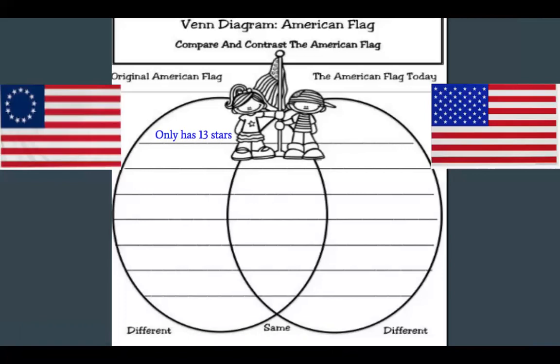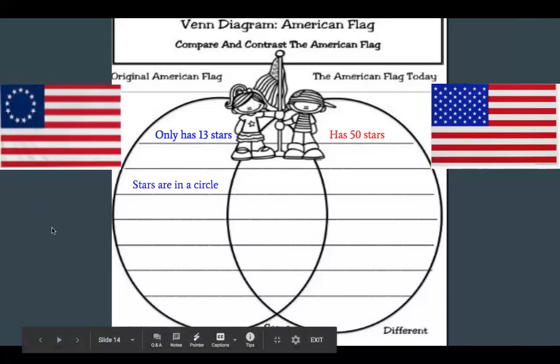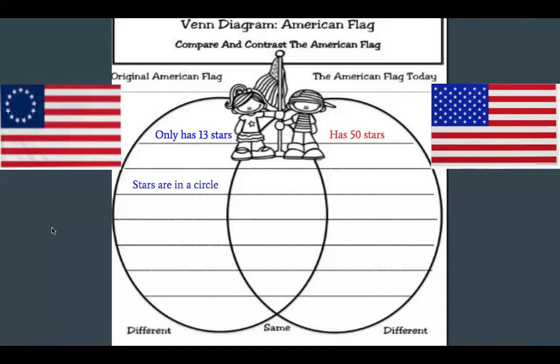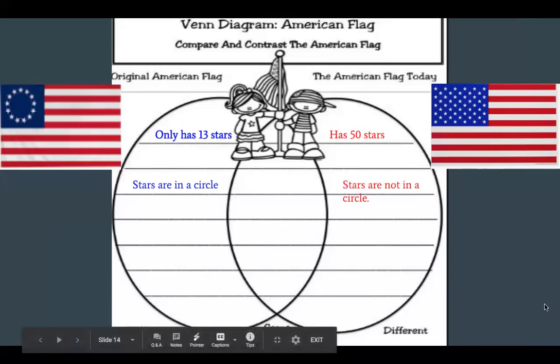So the original American flag only has 13 stars. How many stars does our flag have today? Our flag today has 50 stars. So that is something that is different. What's something else that's different? Ooh, the stars are in a circle in the original flag. That's right. And what's different about our flag today? The stars are not in a circle. You see, the stars kind of are in lines or rows.